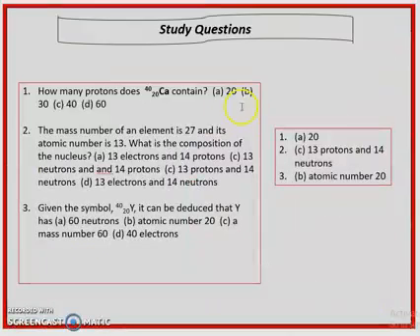Okay. I would like you to go through this study question. Try your hands on it. We have 3 study questions here, and see if you can get the answers I have at the right hand side. Solve it and let me know what you get.